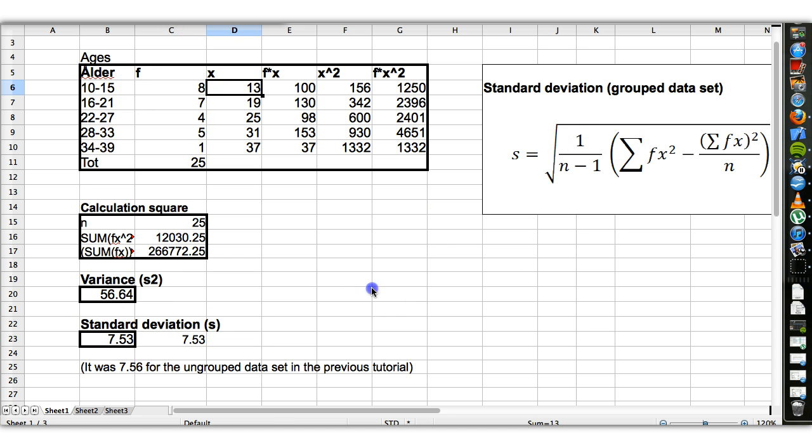Basically, that's how you calculate the standard deviation for a group data set. Have some fun with this, try putting in some different numbers and seeing what happens.